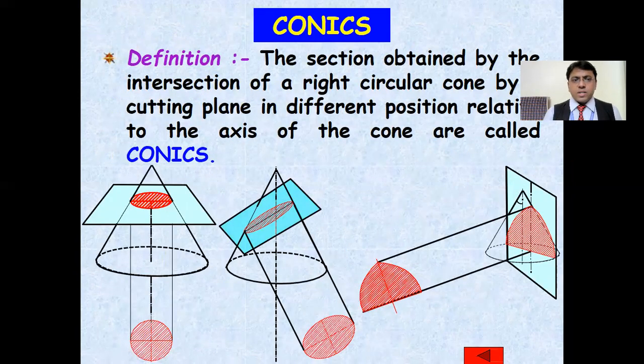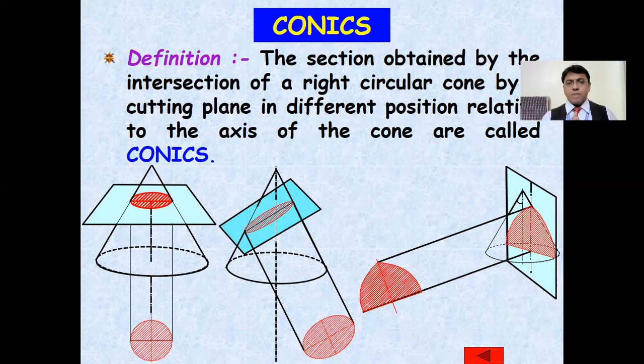Here, conics can be understood with the help of different cut sections or cutting planes, which are going to cut that solid into different positions. So what will be the outcome of the respective cut surface? The section obtained by the intersection of a right circular cone by a cutting plane in different positions relative to the axis of the cone is called the conics.